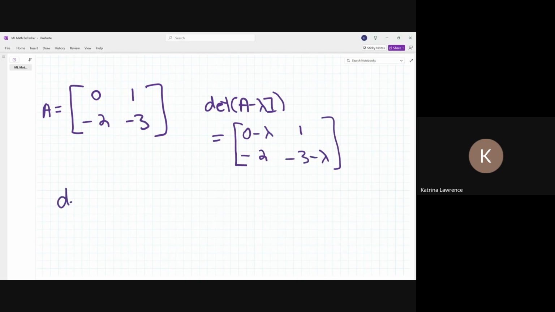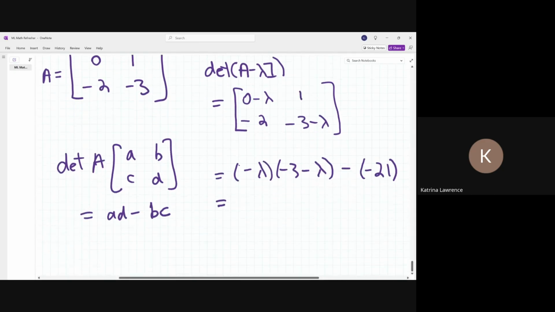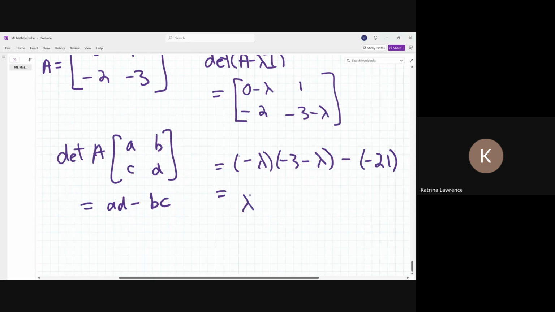The determinant of a matrix with entries A, B, C, D equals AD minus BC, and that's what we're going to do right here. So we've got negative lambda times (-3 minus lambda) minus (-2) times 1. If we expand this, we get lambda squared plus 3 lambda plus 2 equals 0.